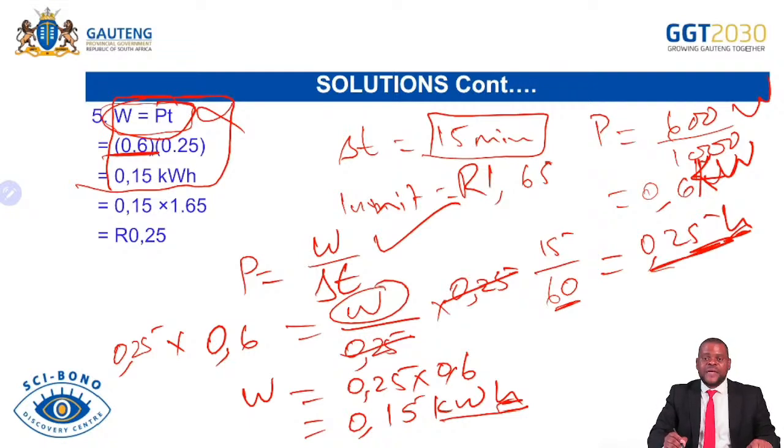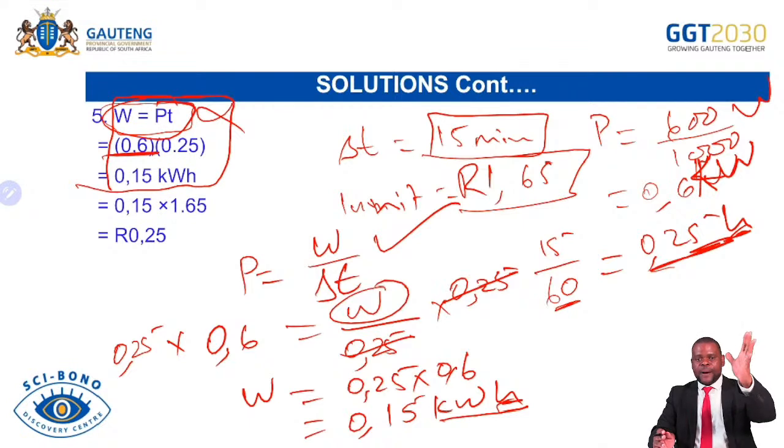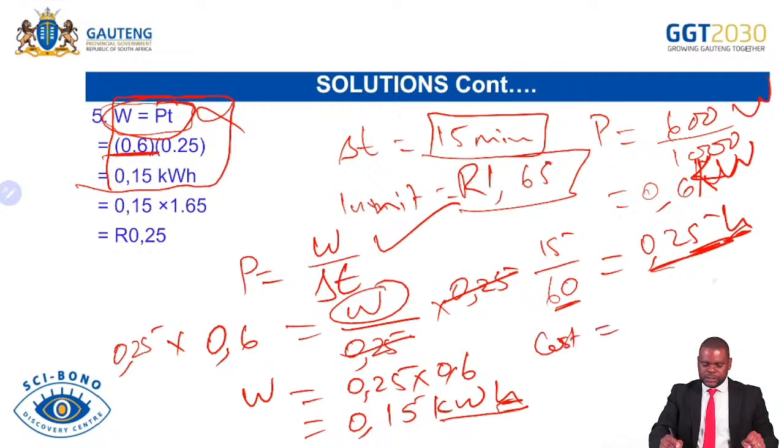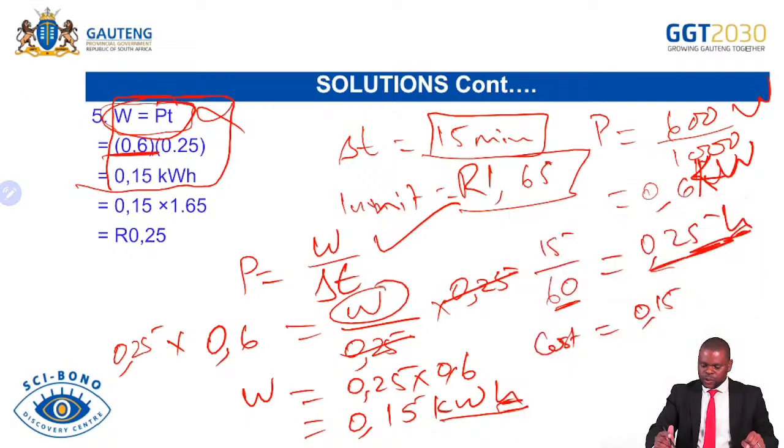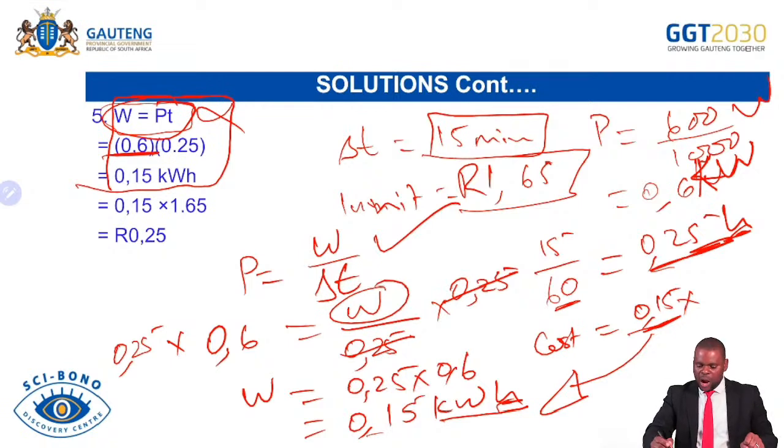How much will it cost a family if 1 unit is 1 rand 65? Let's see, the energy is 0.15. Then we're going to say the cost is equal to 0.15 multiplied by 1.65. Are we together? It is 0.15 kilowatt hour, and we multiply by 1 rand 65.